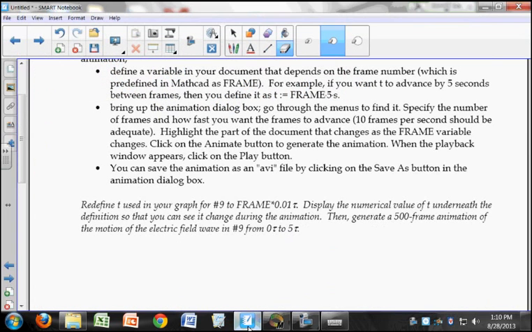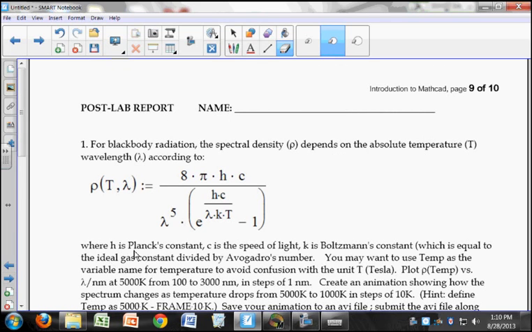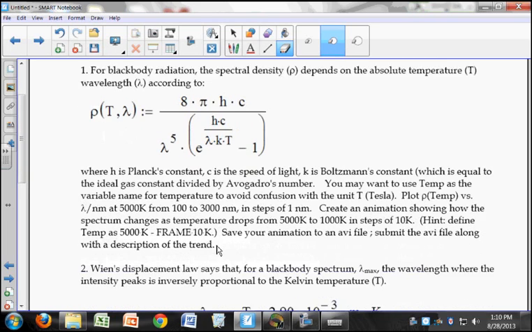All right. For this lab activity, you don't need to send this to me or anything. But for the post-lab activity, you are going to animate the black body spectrum as temperature changes from 5,000 Kelvin to 1,000 Kelvin, letting it drop by 10 Kelvin at a time. And so you need to show a graph, an animation of that.